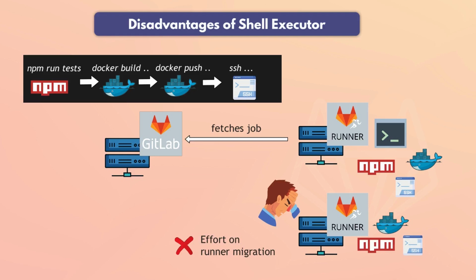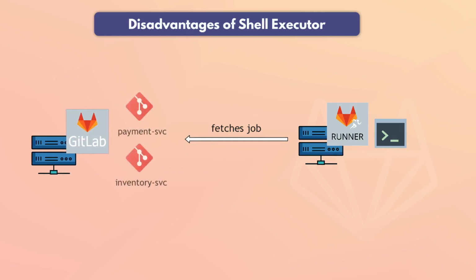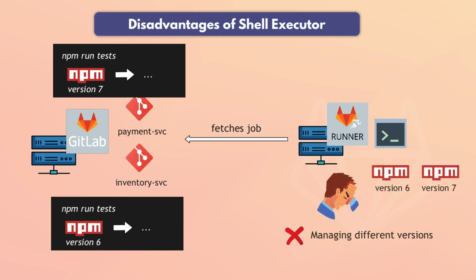Now, in addition to that, let's say that this one runner is shared among multiple Git projects. Let's say you have multiple microservices and all the jobs of these microservices are executed on this one runner. And one project's job needs npm version 6, while another project's job needs an npm version 7, which means another complexity for the administrators, because now you have to manage these dependency versions when you need different versions of the same tool for different jobs.